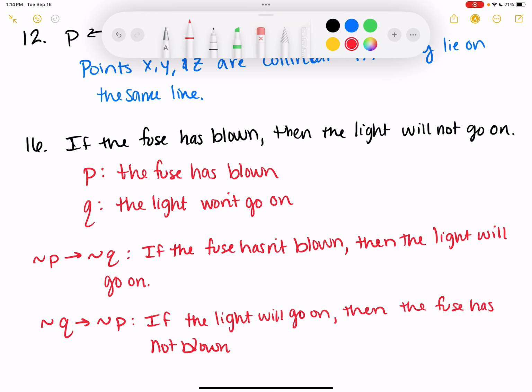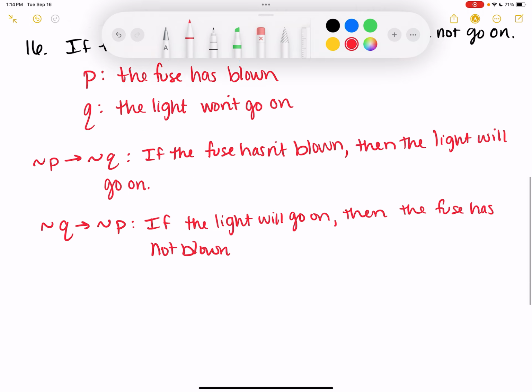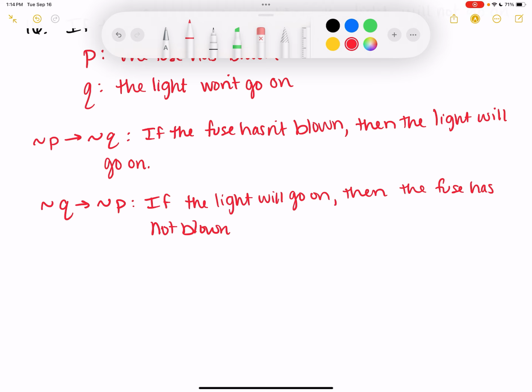All right, number 21. For the past 3 Wednesdays, the cafeteria has served macaroni and cheese for lunch. Dana concludes that the cafeteria will serve macaroni and cheese for lunch this Wednesday. Do you think this is inductive reasoning or deductive reasoning?